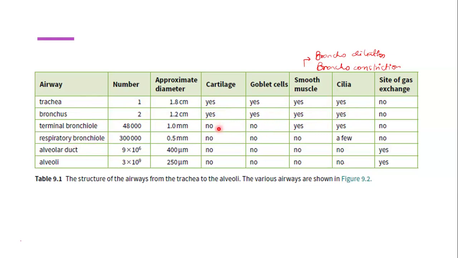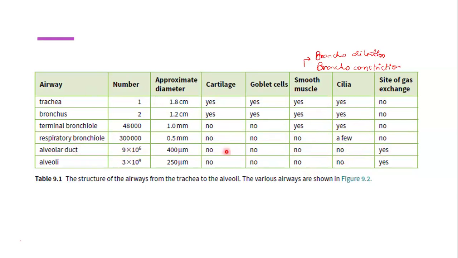This is why I'm going over the table, because you get questions on this in the exams. Terminal bronchiole does not have any cartilage. It also does not have any goblet cells, but it does have smooth muscle. It does have cilia. So it will have smooth muscles and cilia, but no cartilage and no goblet cells. Similarly, respiratory bronchiole also has no cartilage and no goblet cell. It also doesn't have any smooth muscle and has very few cilia. That's it, but it has nothing else.